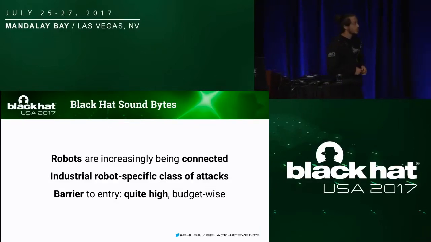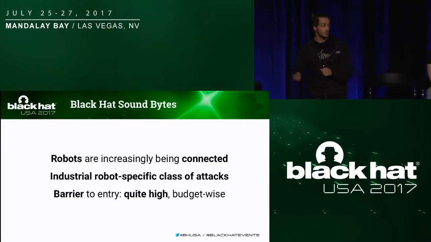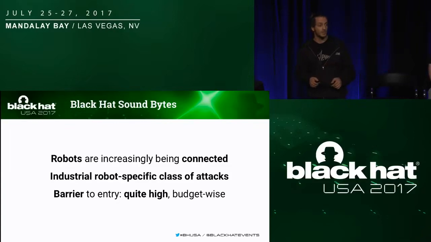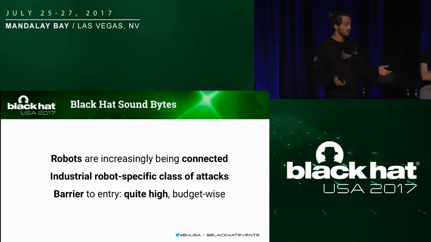We have seen in this presentation that robots are being increasingly connected. This can pose a problem. We developed some industrial robot-specific classes of attack, and this happens also because these robots are extremely flexible. The barrier to entry, fortunately, is quite high. I mean, an industrial robot can cost at least $75,000 used. But, of course, we know that this isn't a barrier for a motivated attacker or for an attacker with the financial means.